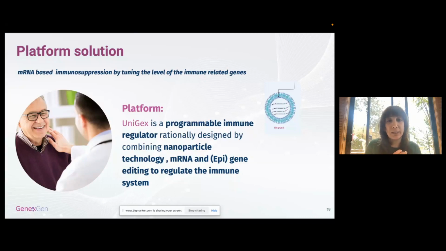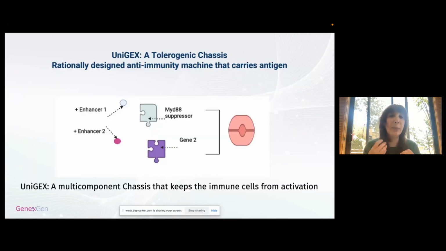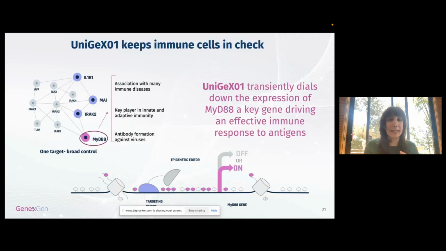The core of the platform that we are developing is a programmable immune regulator rationally designed by combining nanoparticle technology, mRNA, and epigenetic editing to regulate the immune system. We call it UniGex. In other words, UniGex is a tolerogenic chassis rationally designed to provide us the anti-immunity capacity. It is composed of a nanoparticle and mRNAs that encode different tolerogenic products and other enhancers that allow us to enhance our tolerogenic capacity. So it's a multi-component chassis that keeps the immune cells from activation.